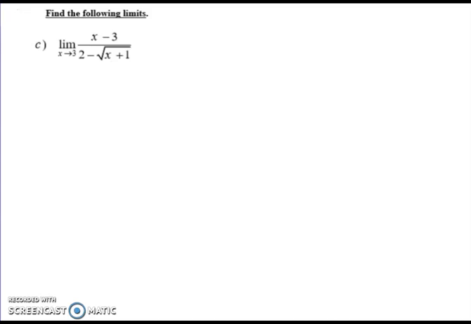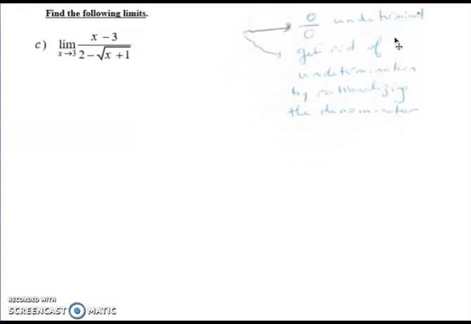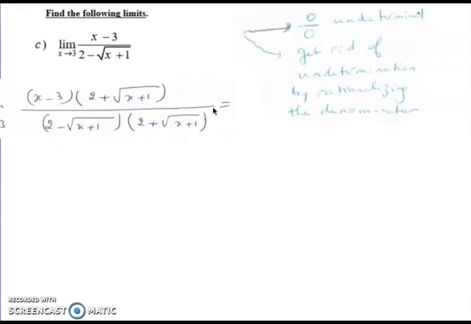We need to get rid of undetermination. I cannot factor the numerator and the denominator to have a common factor to simplify. In this case, because we have a radical in the denominator, to get rid of undetermination, we have to rationalize the denominator. We multiply the numerator and the denominator by the conjugate of the denominator, which is 2 plus radical x plus 1.